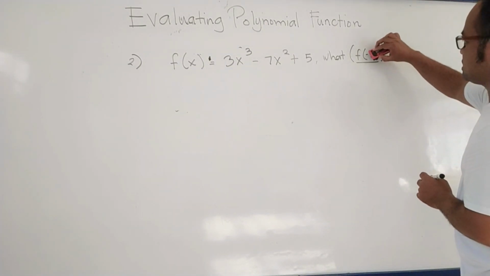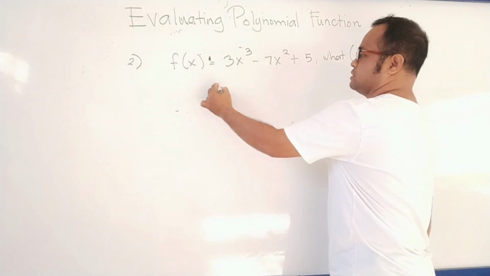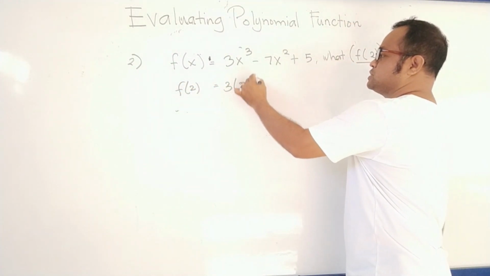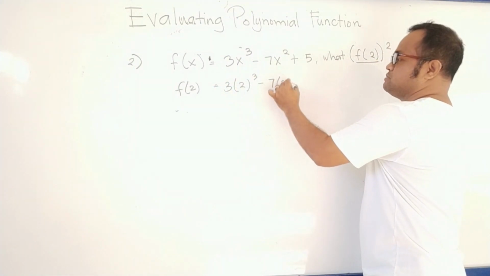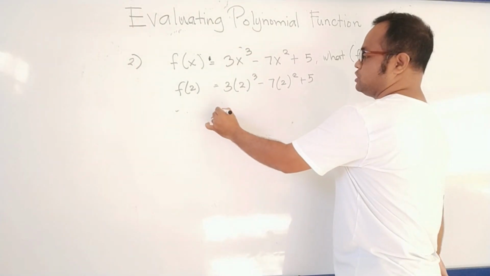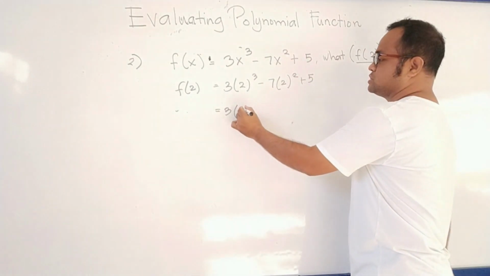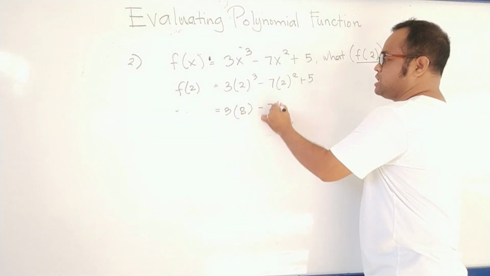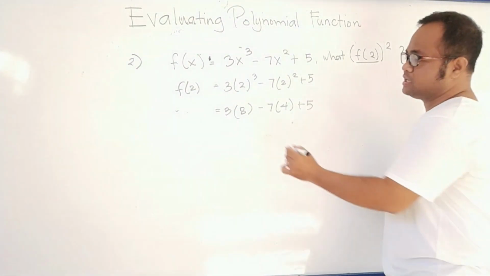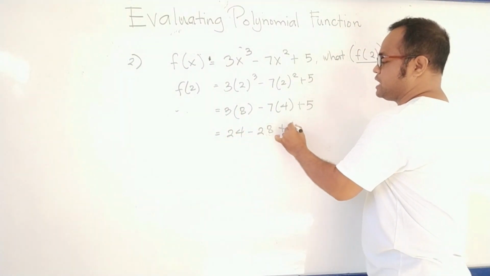Or, let's make it positive. Sinod na natin negative kanina. So, make it positive. F of 2 is equal to 3 times 2 cubed minus 7 times 2 squared plus 5. Okay? So we have 3 times. So there's no problem here because your base is positive. So 8 minus 7 times 4 plus 5. Okay? So we have here 24 minus 28 plus 5.